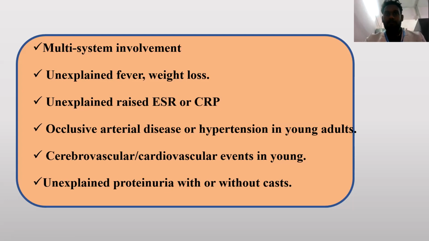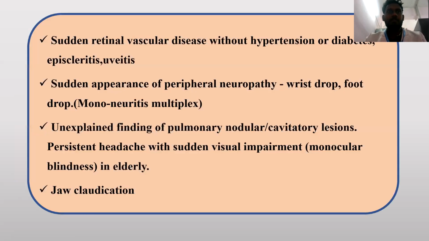You should always keep a diagnosis of vasculitis in suspicion. Any sudden retinal vascular disease, for example, the patient develops episcleritis or uveitis all of a sudden without any other comorbidities such as hypertension or diabetes, should make you suspect vasculitis. Sudden appearance of peripheral neuropathy, for example, the patient was normal and suddenly develops wrist drop or foot drop without any other cause. This can be nothing but mononeuritis multiplex, which can again be a manifestation of vasculitis.